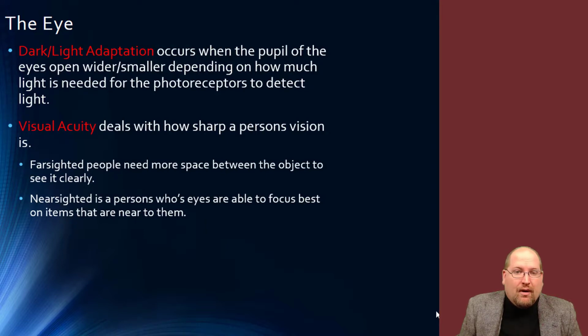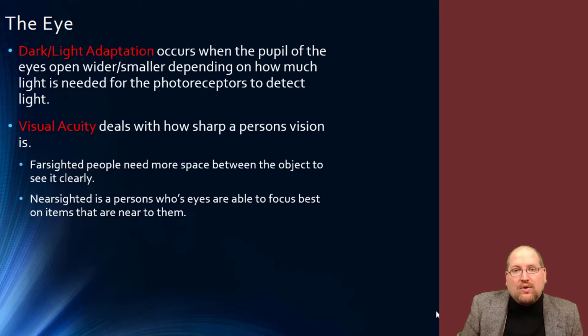Visual acuity is all part of this too. That deals with how sharp a person's vision is. That whole idea of 20/20 vision, whether you're nearsighted or farsighted. Typically, people that are farsighted need more space between what they're looking at and themselves in order to see it clearly. So the farther away something is, the clearer they see it.